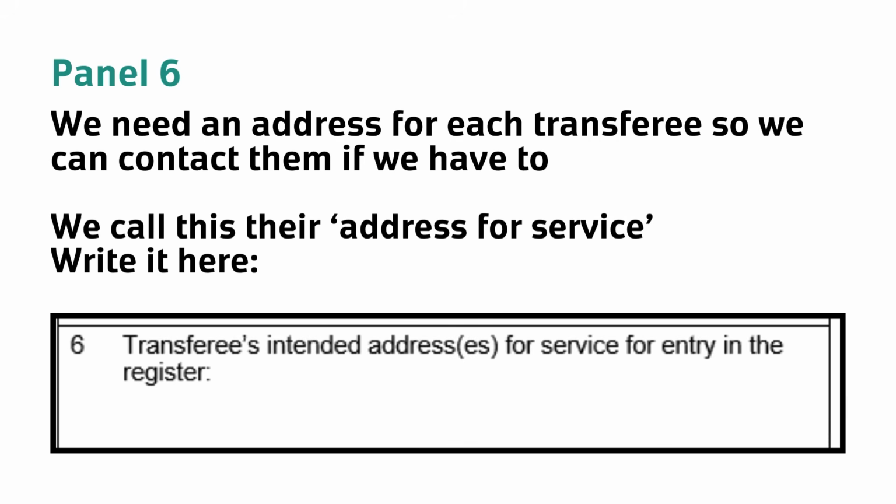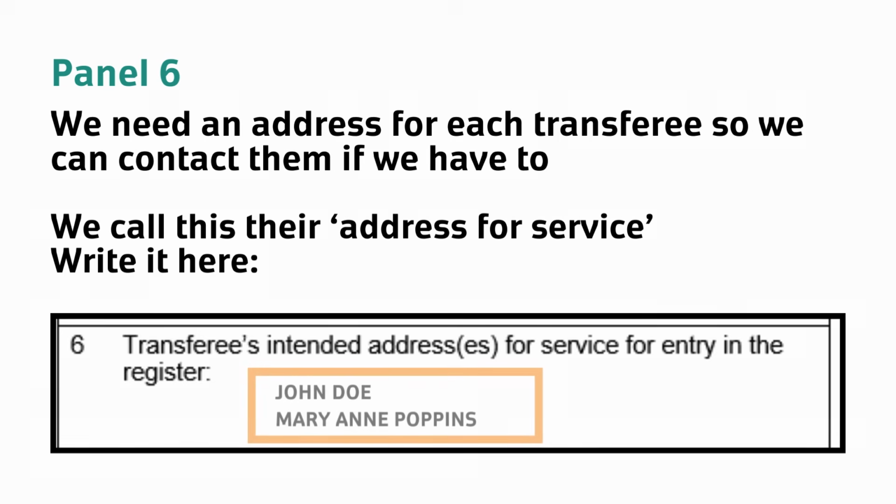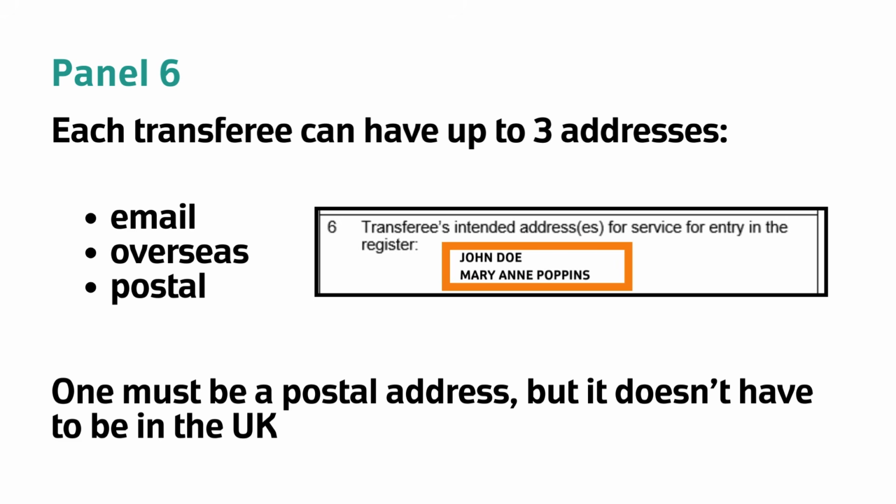Panel 6. The transferee's address for service. Each transferee, in this case John Doe and Mary Ann Poppins, must give us their address for service so we can contact them if we need to. We call this their address for service. Write it in here. Each transferee can give up to 3 addresses, one of which must be a postal address, but not necessarily in the UK. The others can be any combination of postal addresses or email addresses.